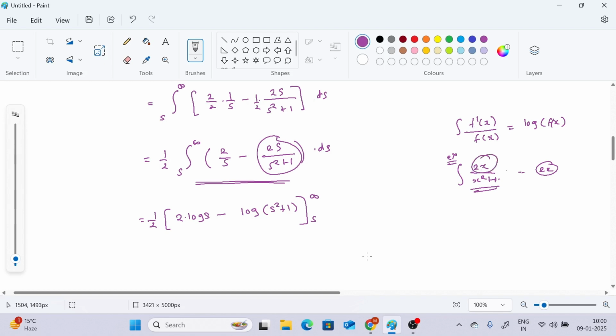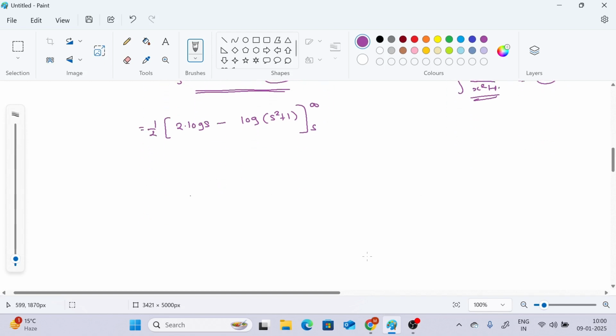So 2x upon x square plus 1, I can write directly as log of f of x. That is the logic I have applied here. So 1 by 2 log of s square minus log of s square plus 1, limit s to infinity, 1 by 2. Here x log of y is equal to log y raised to x. This logic I have applied here.